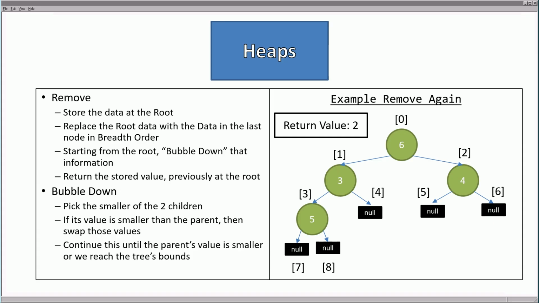We look at the children, left and right, starting from the root. Which one is the smaller child? Well, 3 is smaller than 4, so we look at that one. Now, is 6 greater than 3? Yes, so we swap.